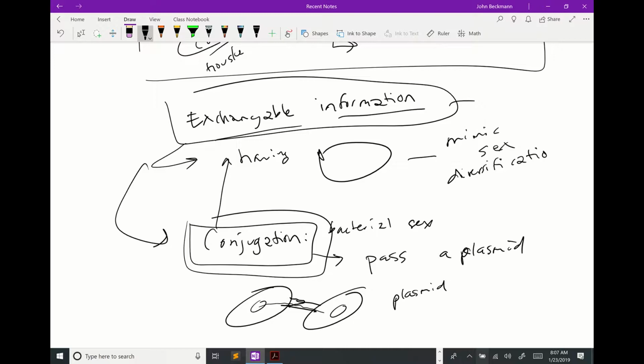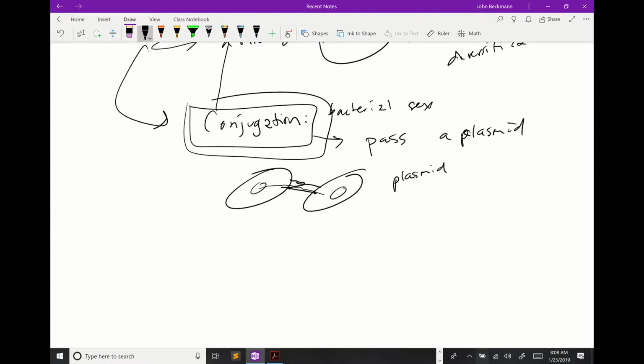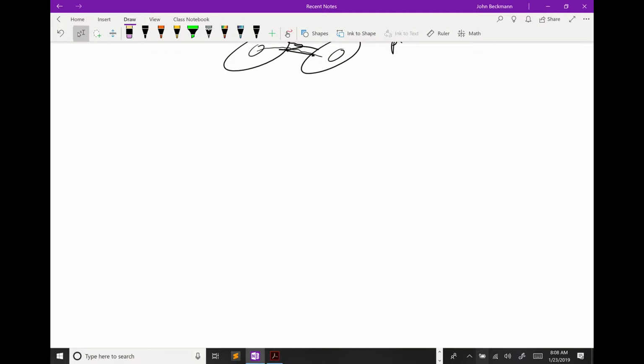So the things that are on the plasmid can be passed, a way to exchange information amongst your daughters, siblings, relatives, brothers and sisters in the bacterial world.